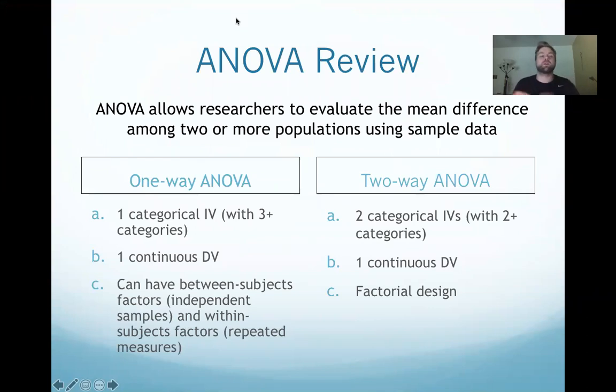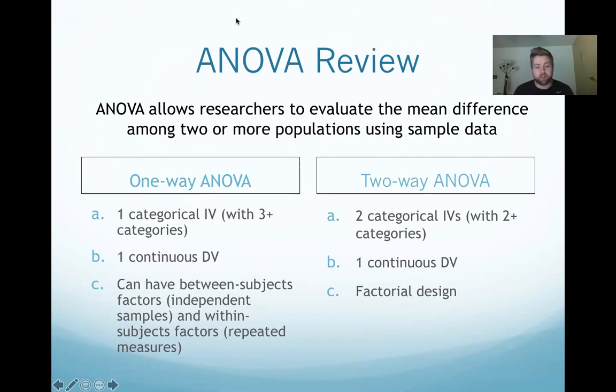Let's just review. This allows researchers to evaluate the mean difference among two or more populations using sampled data. Remember the last video, chapter 12, talks about a one-way ANOVA where you have one categorical variable, right? So low, medium, high, red, yellow, blue, something of that nature, and then one dependent variable like a test score.